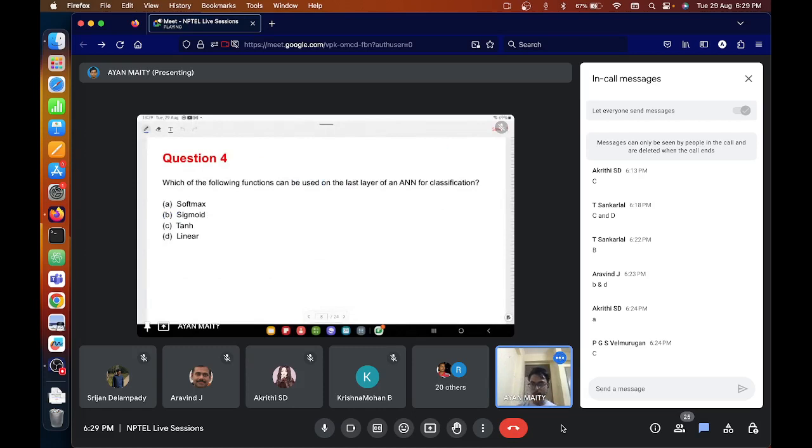Question 4. Which of the following functions can be used on the last layer of the neural network for classification? So which of these functions can be applied on the last layer of an artificial neural network for classification? 4 options: softmax, sigmoid, tanh, linear. So multiple options might be correct here.